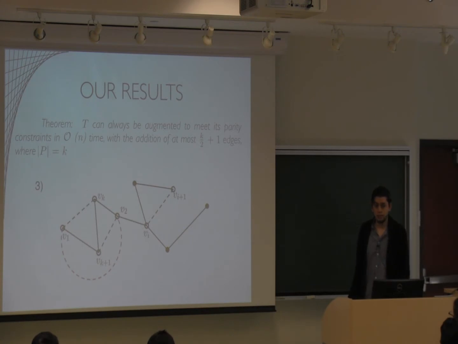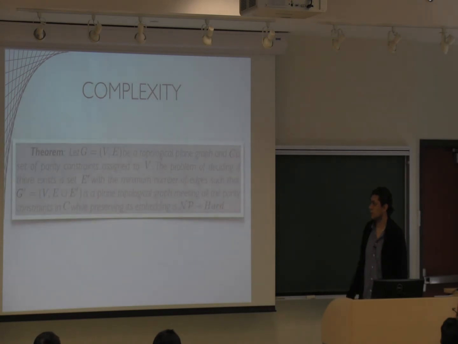We gave this algorithm if the input is a topological tree, but if the input is a topological graph, the complexity is harder, and we gave a reduction from the planar tree set problem to the problem of deciding if there exists a set E' with the minimum number of edges, such that the augmentation is a plane topological graph meeting all the parity constraints C while preserving its embedding.